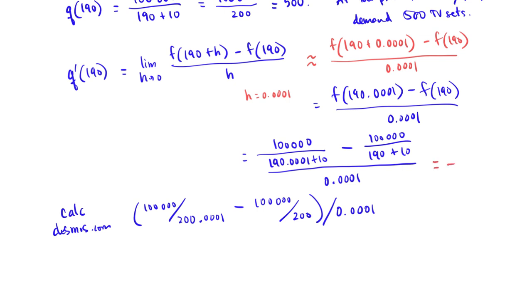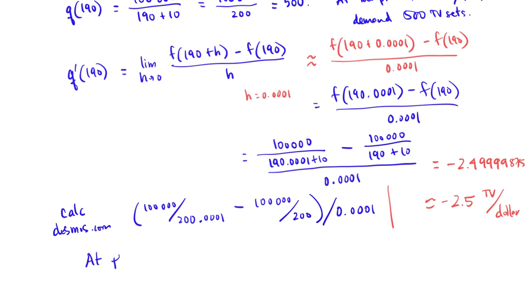It will be negative 2.4999875, which we round to negative 2.5. The unit for this rate is the number of TV sets over the dollar amount. What does it mean in this case? How do we interpret it? We always mention the x coordinate.